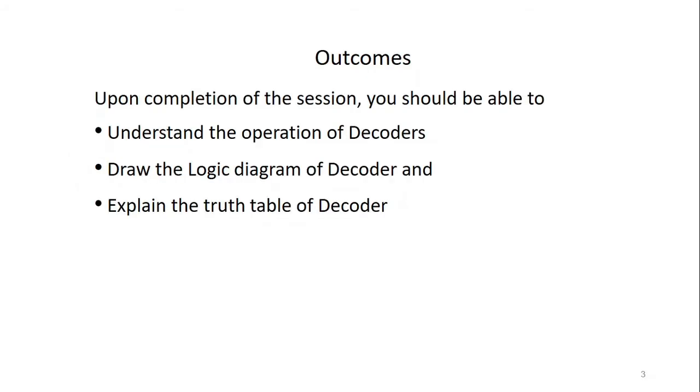In previous sessions we have seen different logic gates like AND, OR, NOT, NAND, NOR, XOR and so on. We have already seen the different flip-flops also, like SR, D flip-flop, JK flip-flops and T flip-flops. Here we are going to see the operation of decoders. We will learn to draw the logic diagram of decoders, and the operation of the decoder will be explained with the help of a truth table.